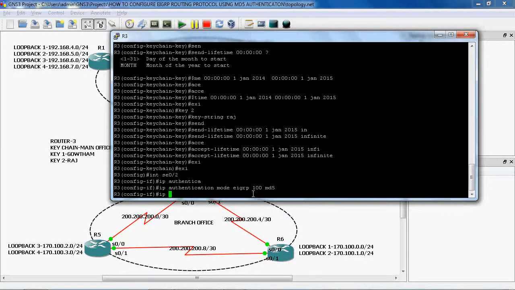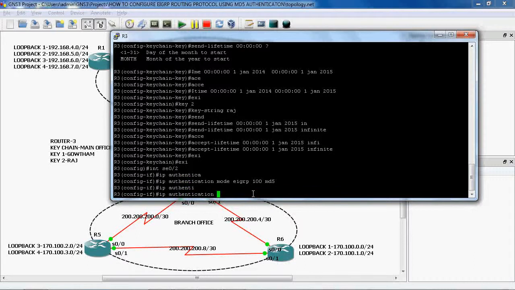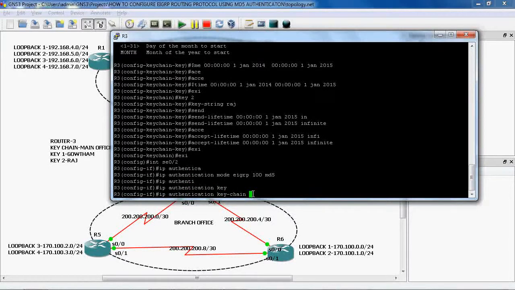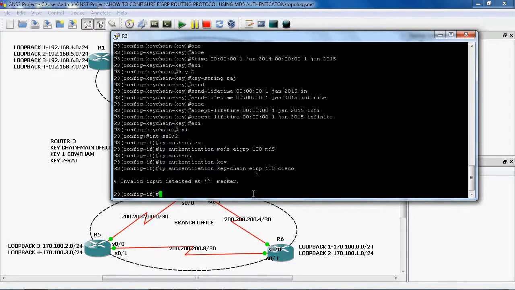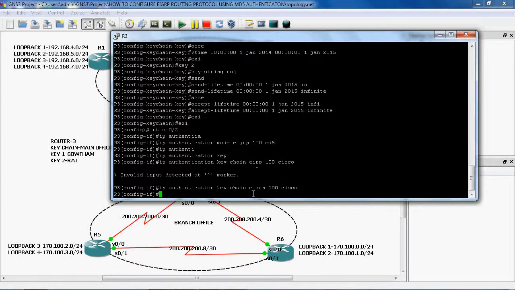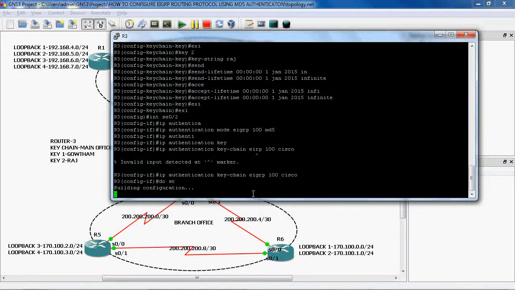Next IP space authentication. Next we can mention the keychain, key hyphen chain. Next we can use the EIGRP and we can give the autonomous system number 100. So the keychain name, in R3 router I will create a keychain, key space chain. So what is the keychain name is Cisco, enter. Sorry, I misspelled EIGRP. So the autonomous system number is 100, Cisco, enter. Do write. Okay, now we can configure the MD5 authentication into R3 router.